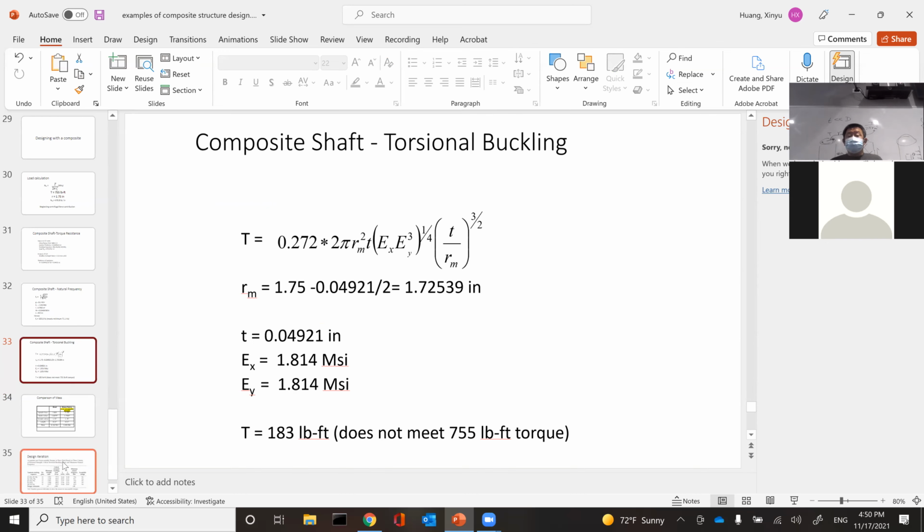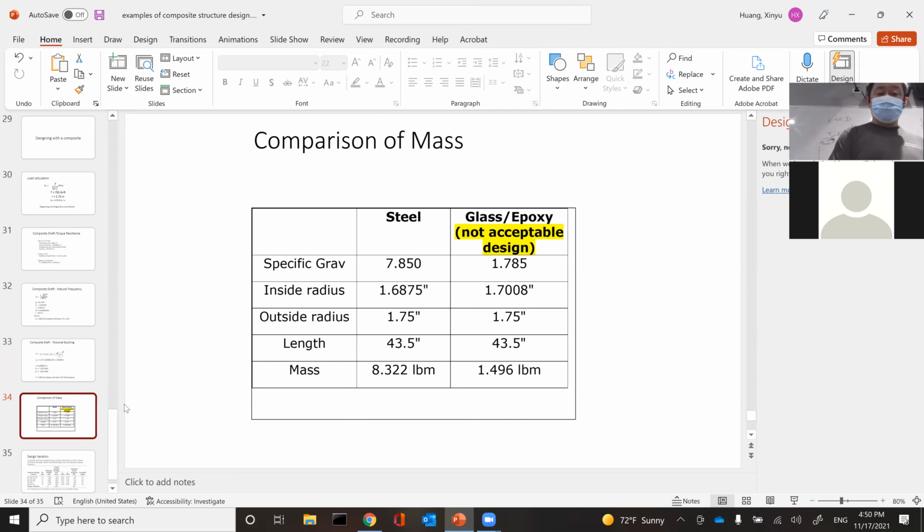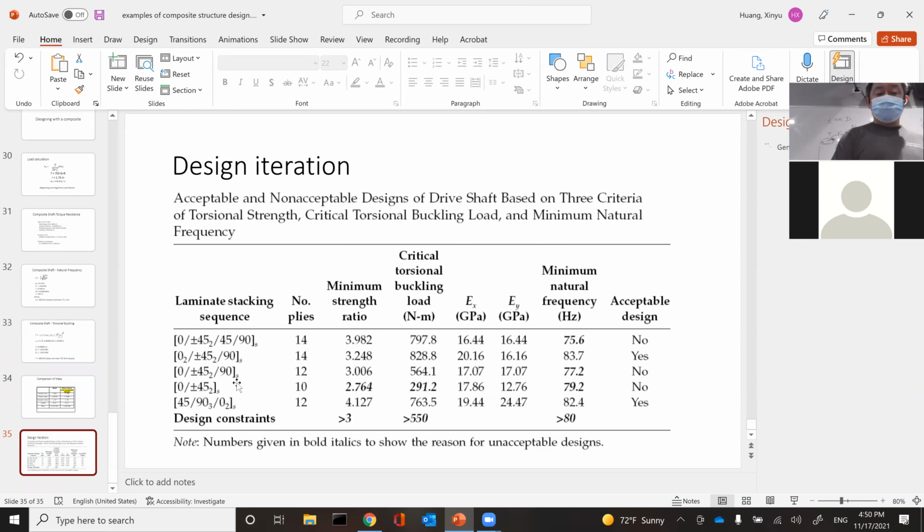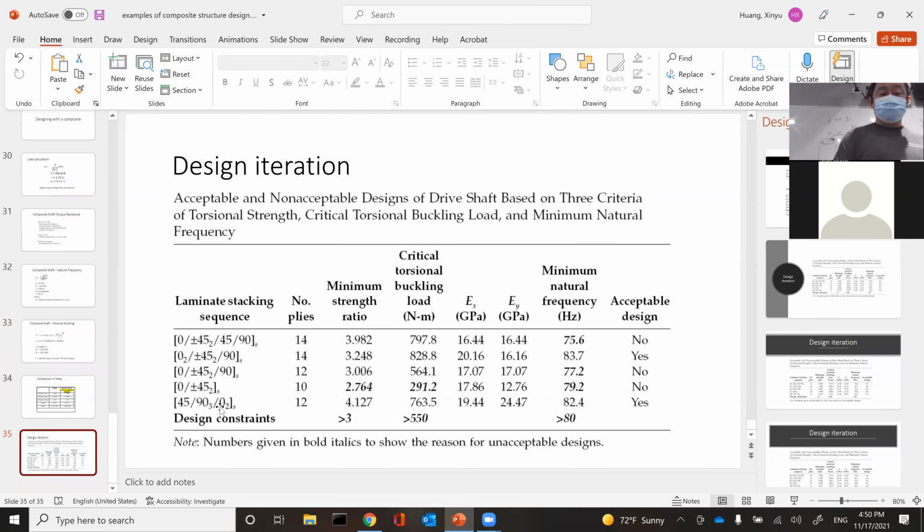Okay, so that means this layup doesn't work. You've got to change it to other layups. Either make it thicker or change to a stronger material. So this design failed. This layup is not an acceptable design. And that book actually explored a number of designs. We just looked at one of those. And some of the designs actually look good.